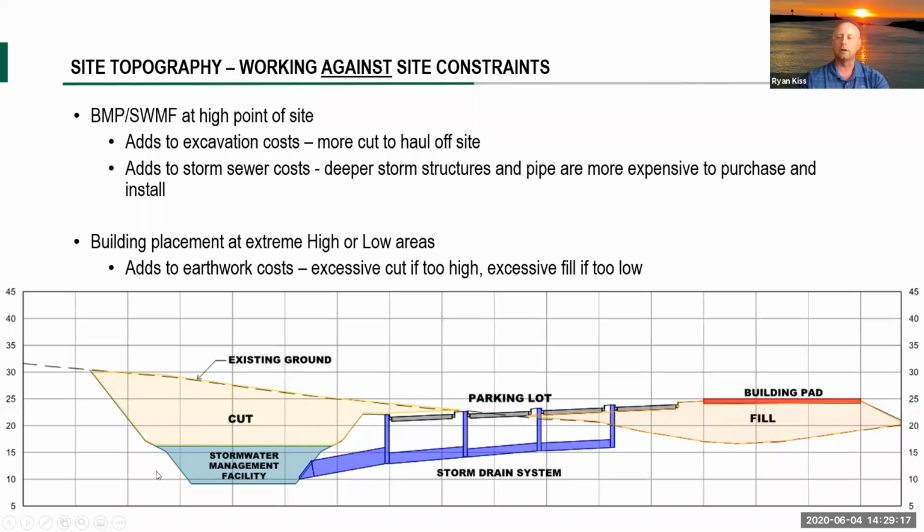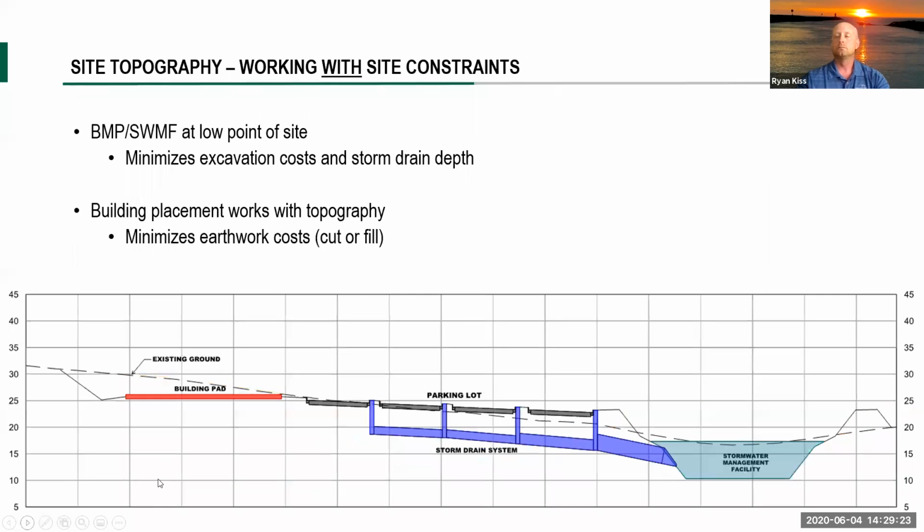Well, what would this look like if we did it the other way? What if we worked with the topography of the site and flipped this completely? Well, this is what it would look like on the other side. Here we've got the building pad sitting at a higher area of the site. We've got maybe a little bit of cut that we're going to do out of the hillside to make things more realistic or reasonable. Now we've got a parking lot that again follows the grade of the existing land. So there's not going to be a lot of earthwork there. The storm system's kept relatively shallow. We're still collecting our drainage.